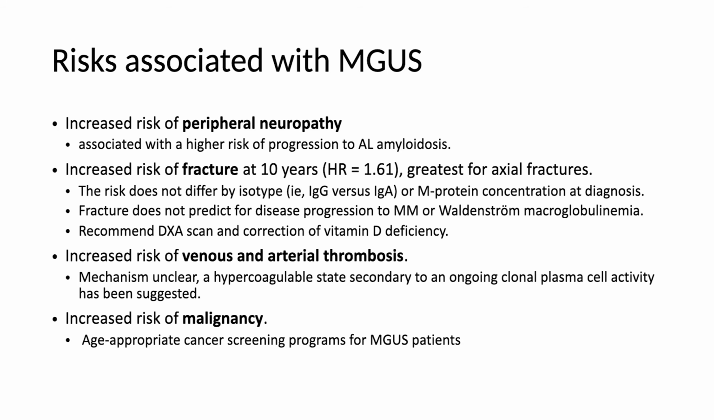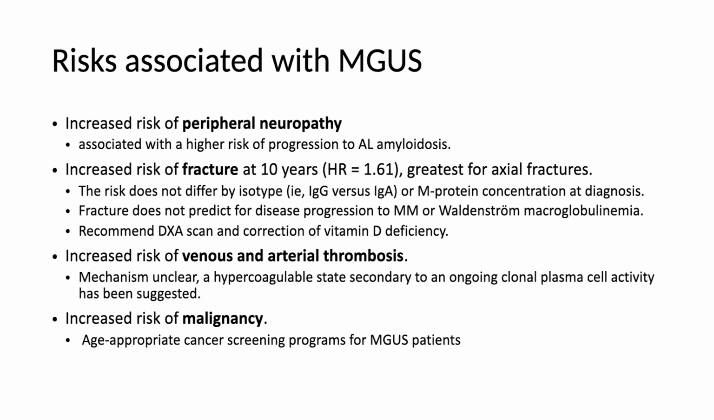It doesn't cause lytic lesions, but studies have shown it increases the risk of fractures at 10 years with a hazard ratio of 1.6. It is greatest for axial fractures. The risk does not differ by isotype, IgG or IgA, or even, interestingly, by M protein concentration at diagnosis. Fractures do not predict disease progression. And that's why we recommend a DEXA scan and checking vitamin D in patients with a history of MGUS.